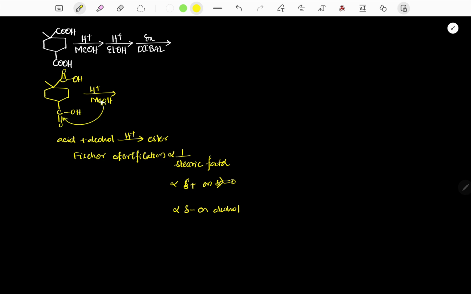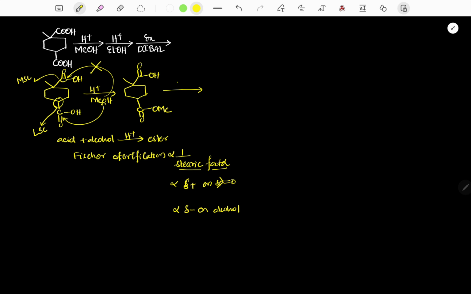So here in the presence of H plus we can expect two kinds of reactions. One is like this and another one is like this. But the difference is this carboxylic acid group is less sterically crowded and this carboxylic acid group is more sterically crowded. That's why here I am taking the less sterically crowded one, because it is inversely proportional to steric factor. That's why the corresponding product is the carboxylic ester at the less sterically hindered carboxylic acid.